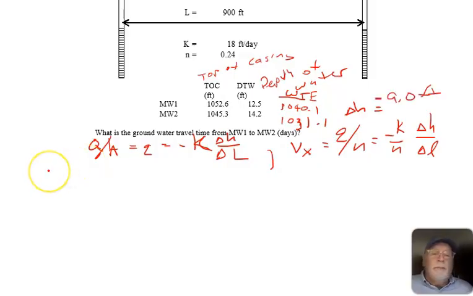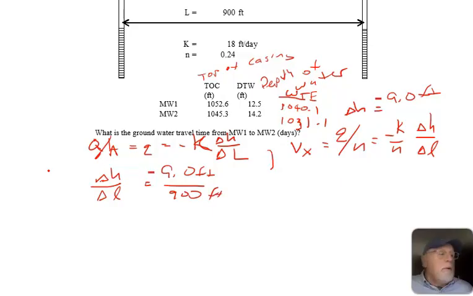So our gradient, our change in head over length, equals 9.0 feet over 900 feet, equals 0.01. We can put units on it, feet per feet. Remember, it's negative. So I say, what's the groundwater gradient? It's actually negative 0.01 in the direction of flow. So I can plug that into my equation.